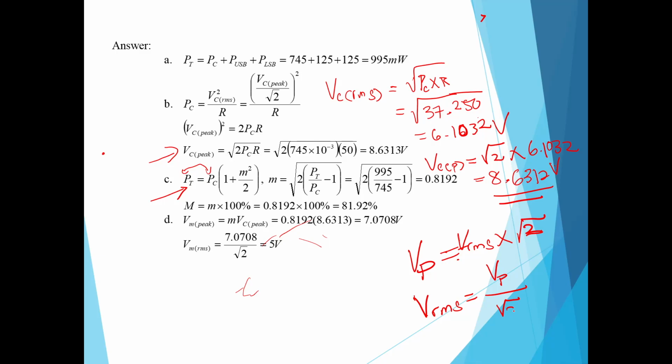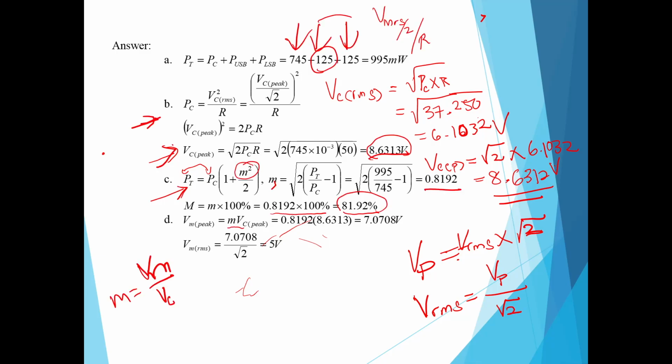Okay, so we get 81.92. So after we get this one, 81.92, we can get the VM peak amplitude. VM peak is equal to modulation index multiplied with VC peak. Okay, VC peak yang kita telah dapat tadi, that we already counted before. So 0.8192 multiplied with peak of carrier 8.6313, so you get 0.078. So this is the peak amplitude of the input message.